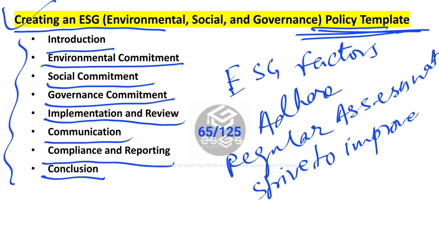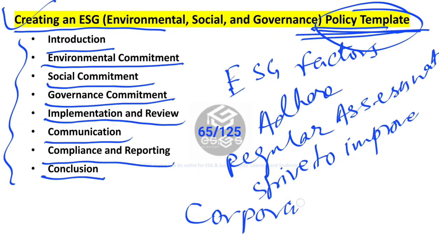So customizing the template by replacing the placeholders, their names, with the specific details relevant to the organization's industry, goals, practices. Also we ensure alignment with international standards such as GRI, Sustainable Development Goals, as applicable. So this template will provide a solid foundation for developing and implementing an effective ESG policy that will align with the organization's values and commitment to sustainability and responsible corporate governance.